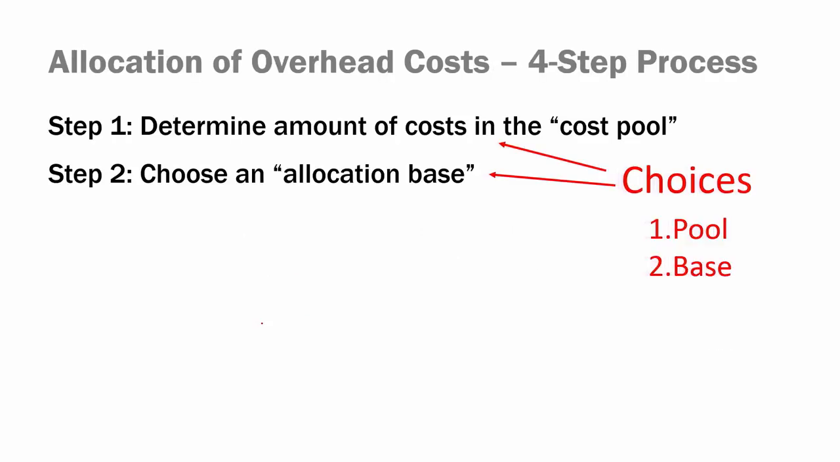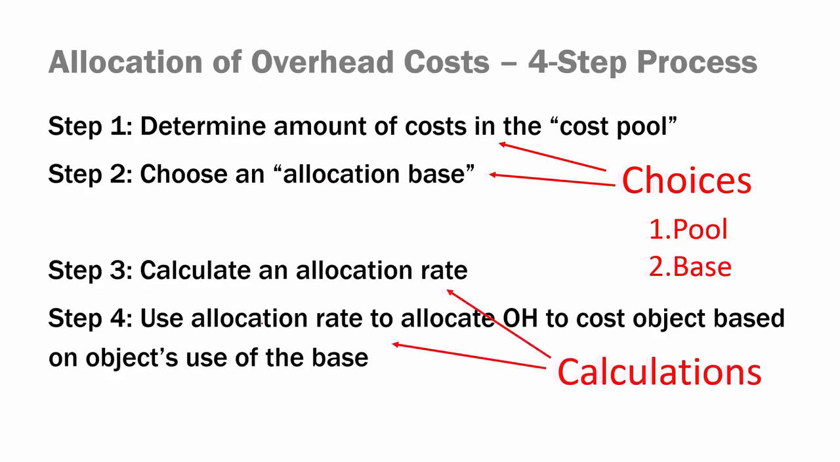Remember, in designing cost allocation systems, we have to make those 2 choices, pool and base. And it's the process of making those choices that makes activity-based costing different from the traditional allocation systems. When we get to the 3rd and 4th steps, they're no different than we've seen before. We just calculate an allocation rate for each cost pool, and we use that allocation rate to assign overhead costs to our cost objects.